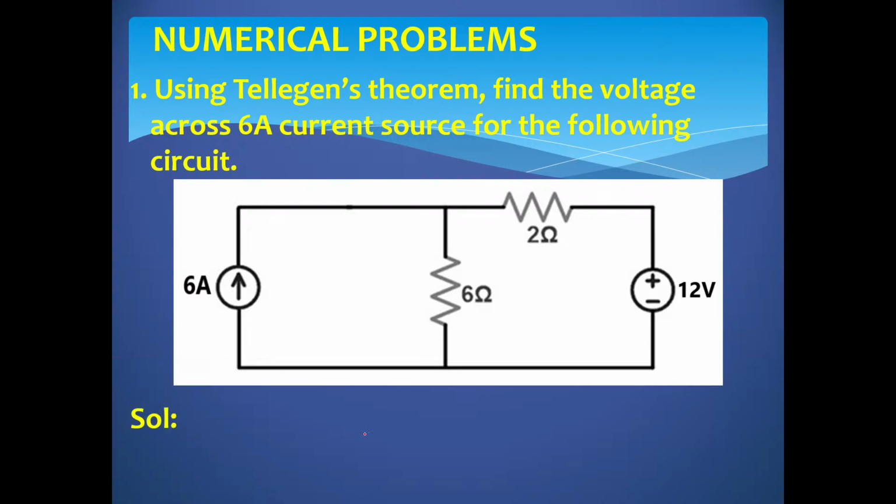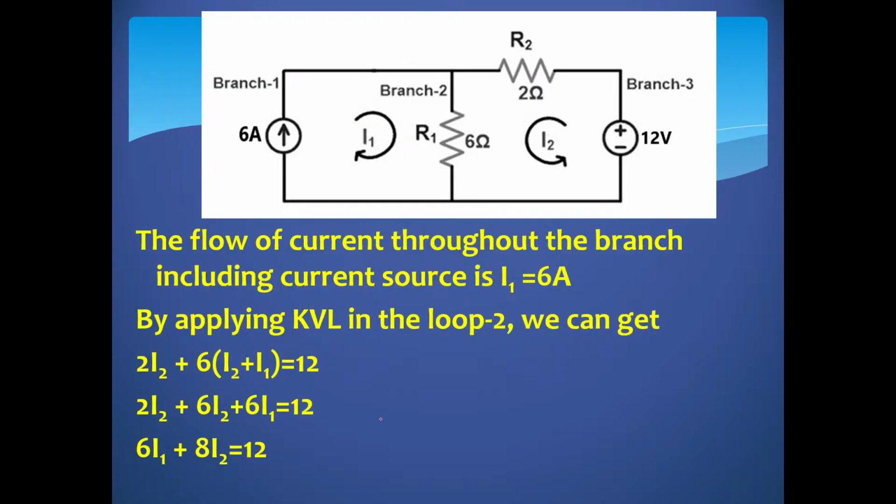Meanwhile I was talking, you might have drawn this circuit and written this question. So let us proceed. Here let us see how many branches are there. Total 3 branches: branch 1, branch 2 and branch 3. And what is the source current? Source current is 6 amperes. Source voltage is 12 volts. I have assumed 2 loop currents.